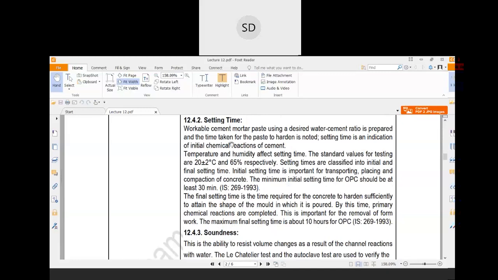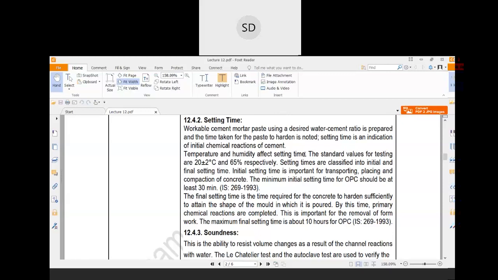Then another important thing is setting time. All of you know that there are two types of setting time: initial setting time and final setting time. Now, a workable cement mortar paste using a desirable water cement ratio is prepared, and the time taken for the paste to harden is noted. All of you know about the test of the setting time.